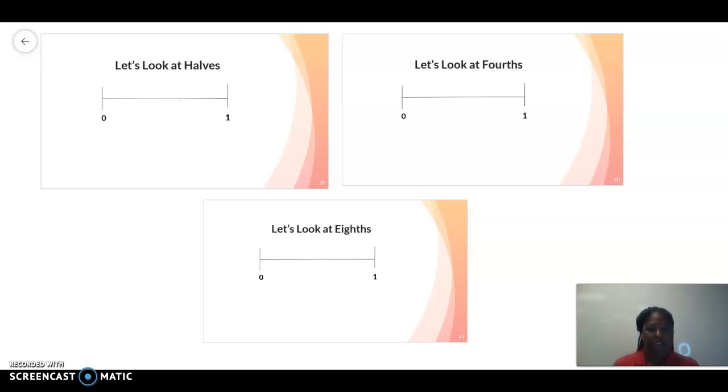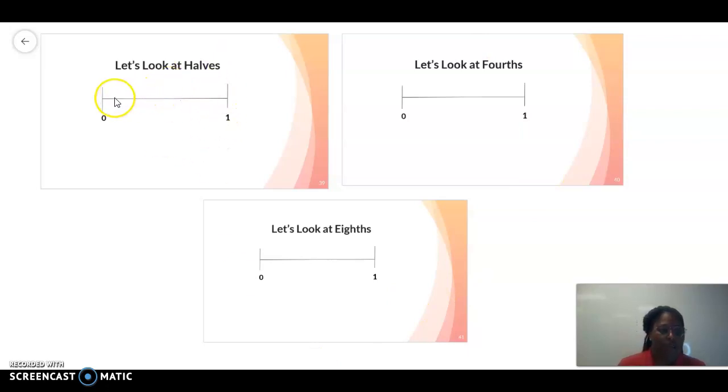lines into halves, fourths, and eighths. First, we're going to start with halves. And before we start dividing our number line into halves, we're going to first figure out what our midway point is. Luckily for us, since we are dividing into halves, between 0 and 1, it's not going to be difficult for us to find our midway point, which will be our halfway marker.